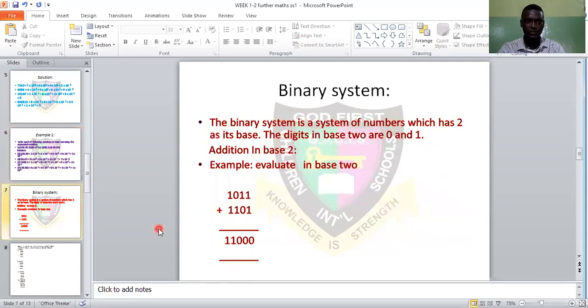Okay, let's go to the next slide. Binary system. The binary system is a system of number which has base 2 as its base. The digits in base 2 are 0 and 1. Addition in base 2.